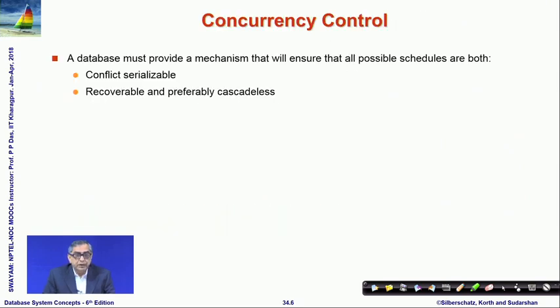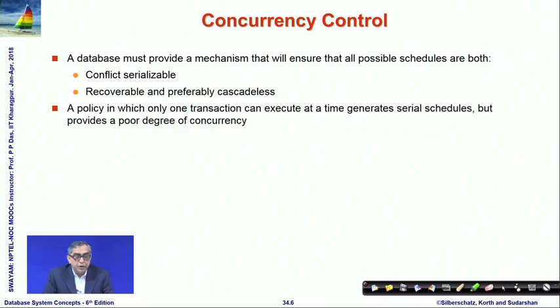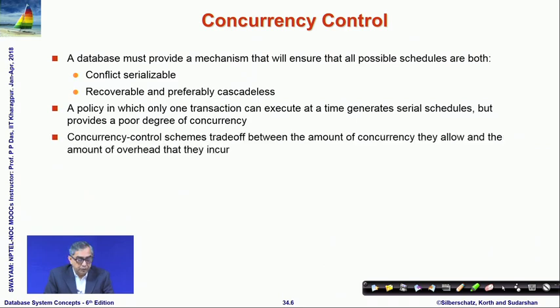A database must provide a mechanism that will ensure all possible schedules are conflict serializable, that is a basic requirement, and are recoverable, and preferably in a cascade-less manner. So, those are the basic requirements that we have seen. Naturally, if we have everything as serial, that will happen by default, but that will have a very poor degree of concurrency and very low throughput.